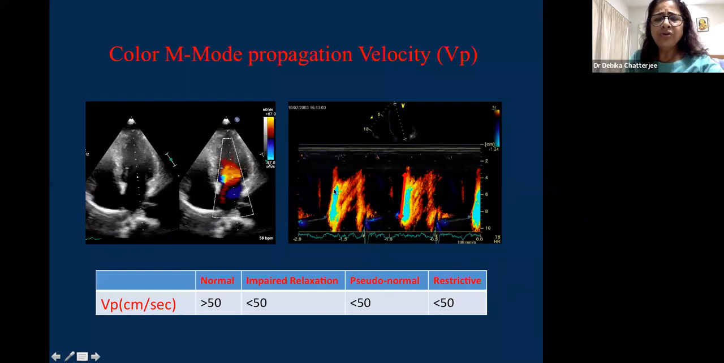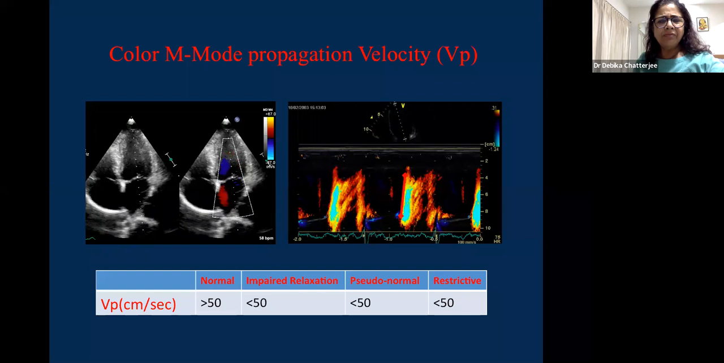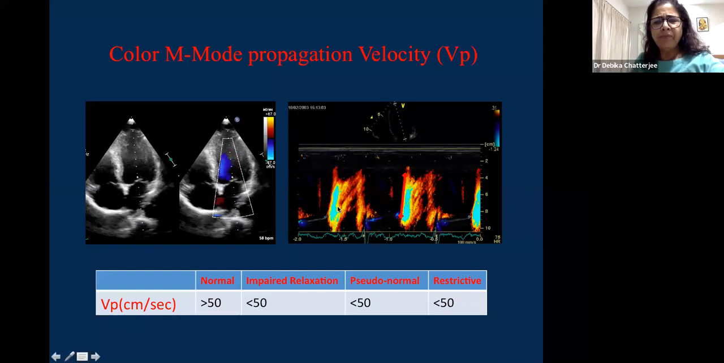And we look at the slope of the forward flow. Normally, it should be very steep, because normal relaxation of the LV myocardium is very strong and blood moves very fast from base to apex. It moves very fast.